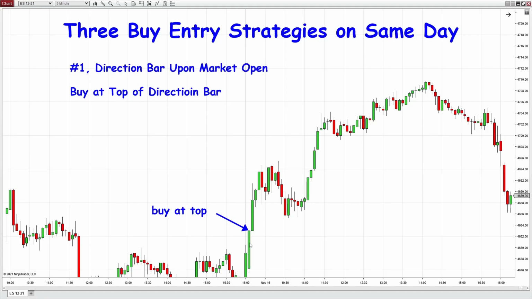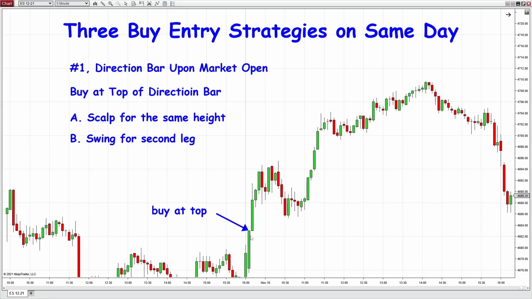Right after the bar is finished, you need to put your buy entry at the top of this bar, so you should get entered immediately after the bar is finished, and then you're in a trade. You can target the profit to be the same as the height of this bar, or you can wait for a swing.